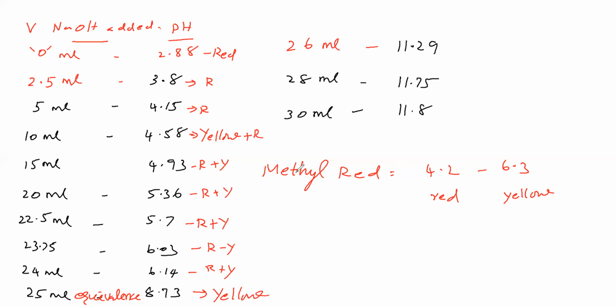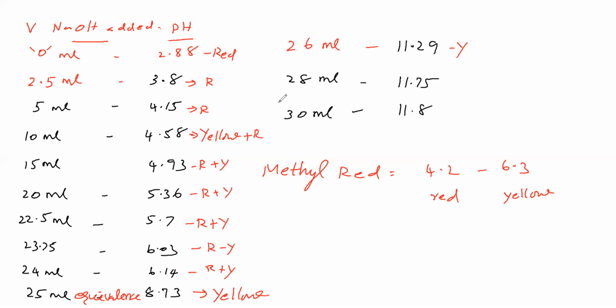So this methyl red is giving yellow color at this equivalence point. From here onwards, yellow color. So methyl red gives a distinct change in color at the equivalence point. Therefore we can use methyl red indicator. Like this we have to select which indicator to use for the given titration.